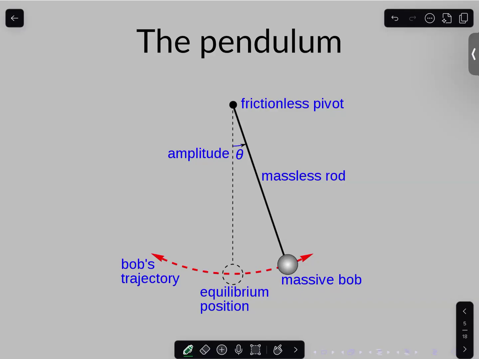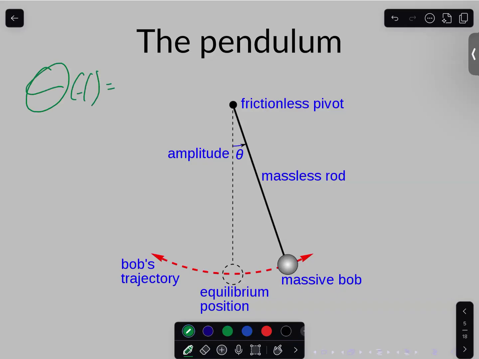The angle as a function of time goes like this. Angle as a function of time is some initial angle cos of omega t. Oh my God, it's the same equation as with the spring oscillator. Yes, that's the point. Our amplitude, though, is not an x. Our amplitude is an angle with respect to vertical.